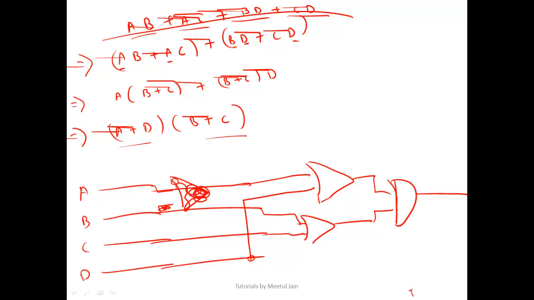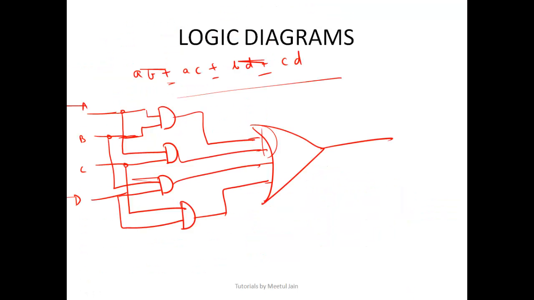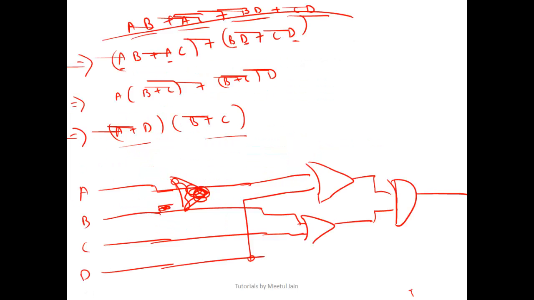So this is the expression, and let's compare it with this. This required 4 AND gates and 3 OR gates, so a total of 7 gates have been reduced to 3 gates. So this is the benefit of using Boolean algebra to simplify the expression before actually making a diagram for it. Let's check if the expressions are the same or not.